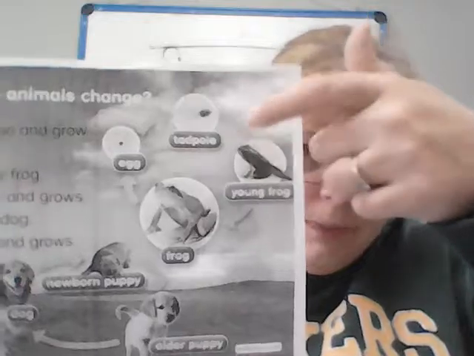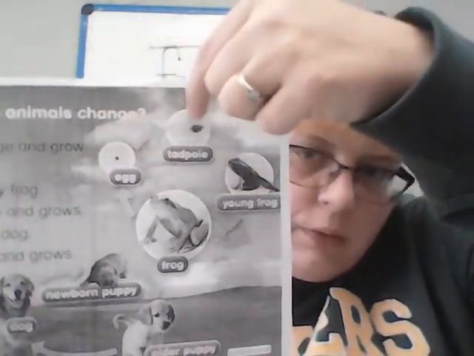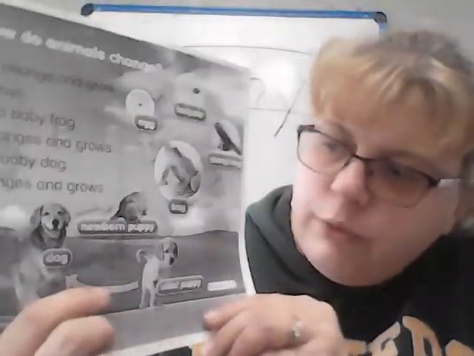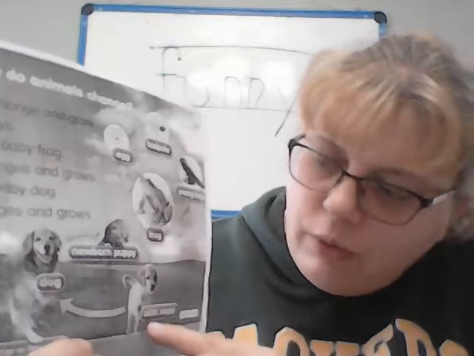So right here is where you can check your work. It shows you how they grow. It goes from an egg to a tadpole to a young frog to a frog. A dog goes from a newborn puppy to a puppy, or to an older puppy, and then it goes to a dog.